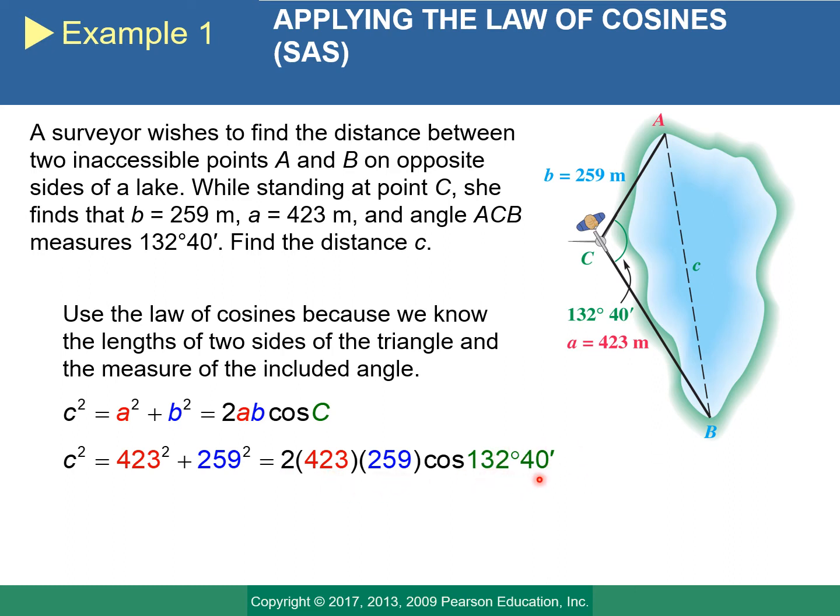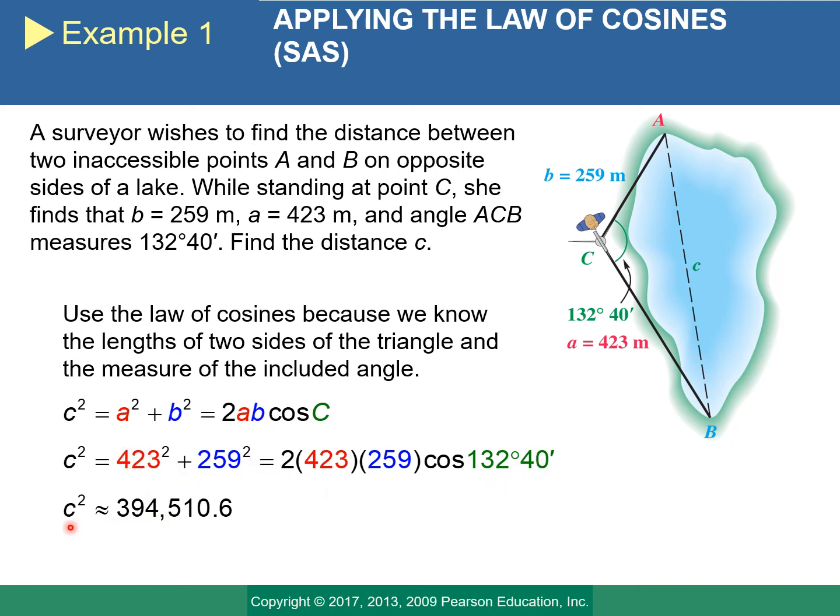And then also, if your calculator doesn't do minutes, just say 40 over 60. So 40 divided by 60 will turn this into degrees. So you would type in cosine of 132 plus 40 over 60. Okay. So then c squared is this whole quantity. Remember, this should be a minus sign.